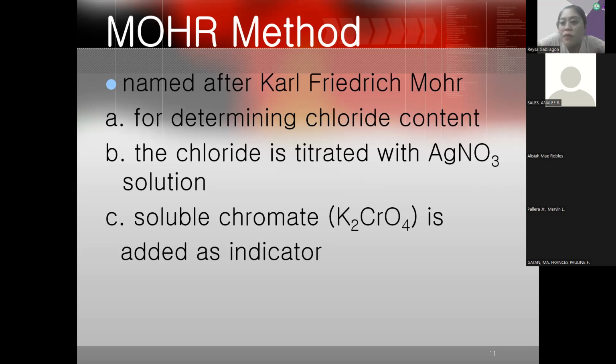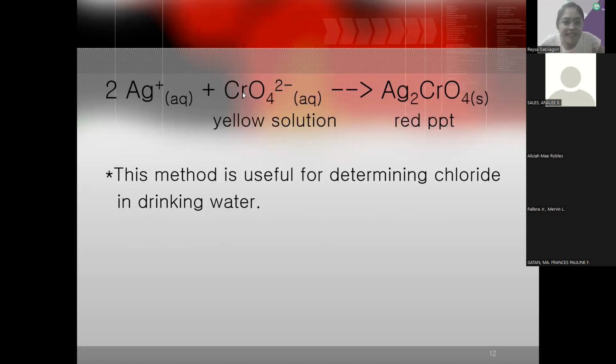And then the indicator to be used for Moore method is the potassium chromate. So you can list that down para you will not be confused. Moore method, sample, chloride. Titrant, silver nitrate. Indicator, potassium chromate. Para madali ang life. Okay. So this will be how the reaction goes. You have here excess silver ions from the titrant, which is the silver nitrate, reacting with the chromate from the indicator, which is a yellow solution. And then when these two react with each other, we will have the red precipitate, which is called the silver chromate.